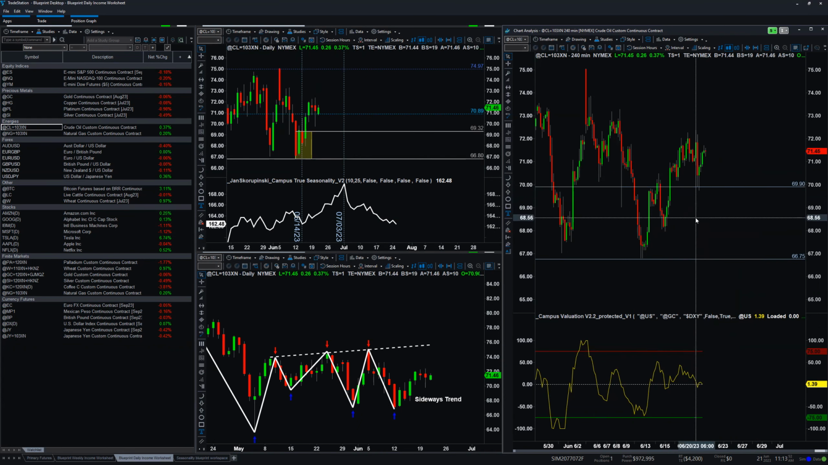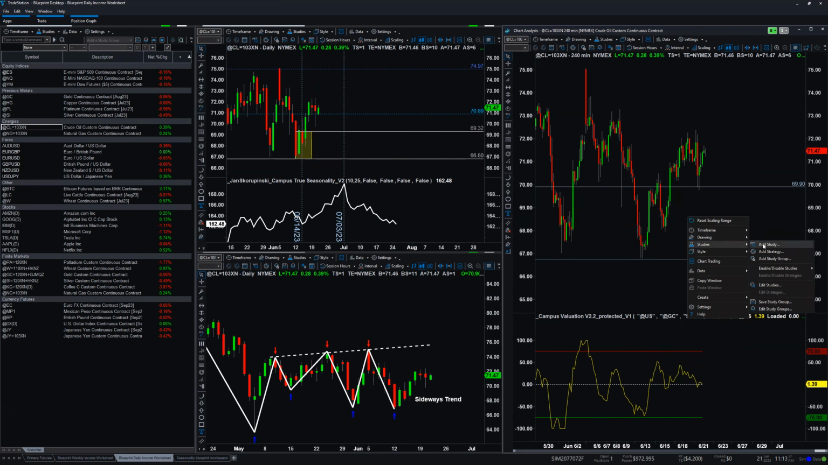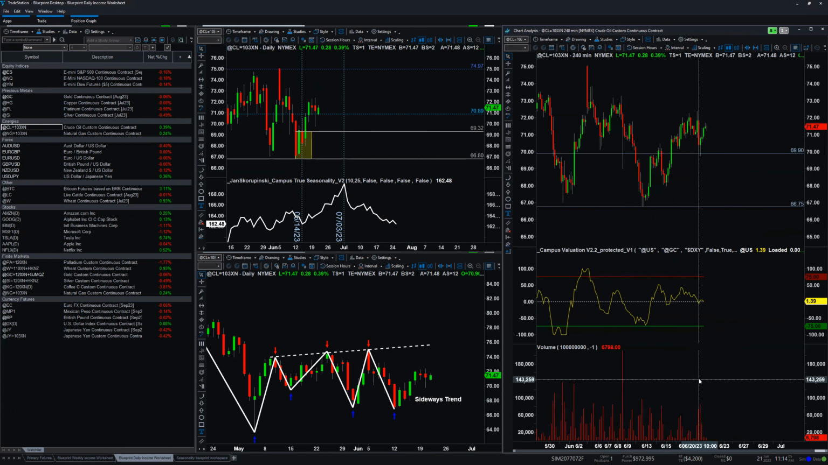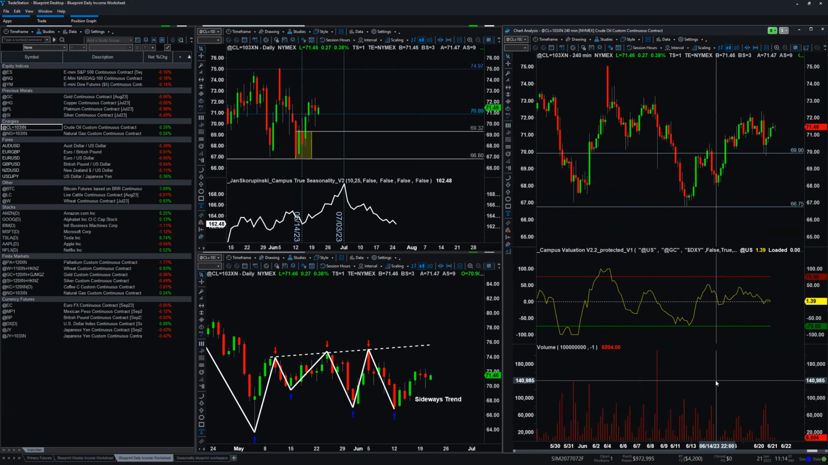And so I'm not going to use the pit trading session. What I'm going to do just to make life a little easier is add a volume indicator. And with that volume indicator now, I can see volume spikes, okay? And what I want to do is align myself with the volume spikes, okay?